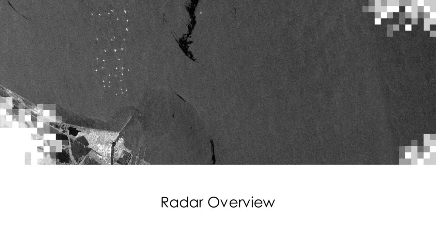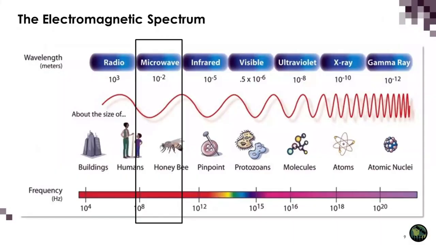Let's start with a radar overview. If you're already familiar with this material, then hopefully it will serve as a refresher. Let's start with the electromagnetic spectrum, and that's the range of electromagnetic energy that spans from very long wavelengths to very short wavelengths. Most remote sensing sensors are designed to operate at specific regions of the electromagnetic spectrum according to the objectives they intend to achieve.